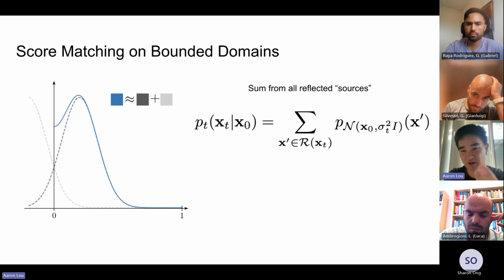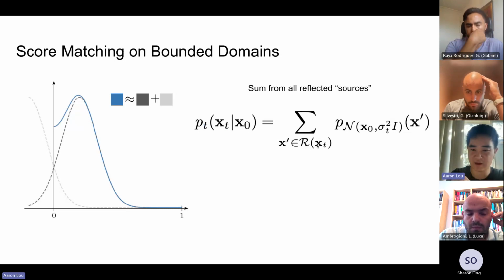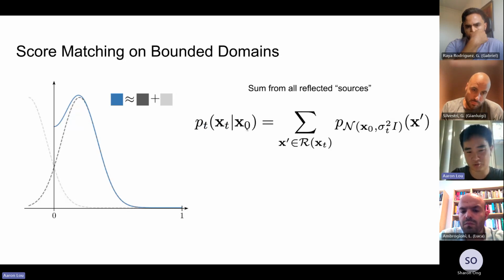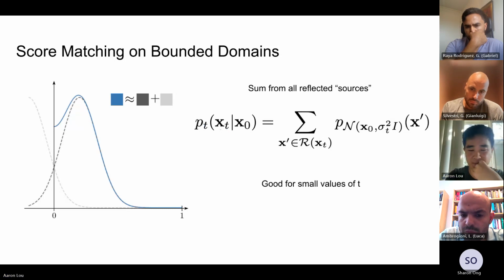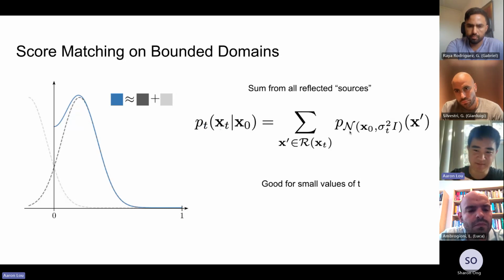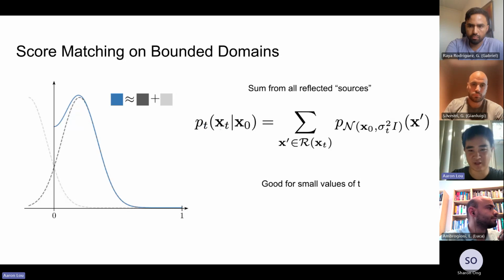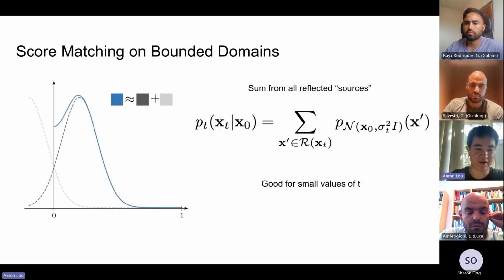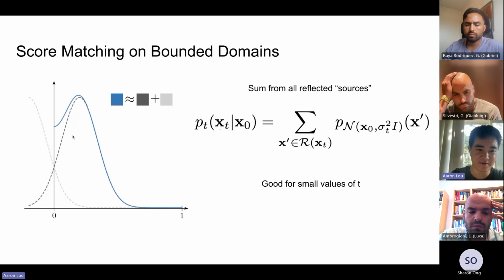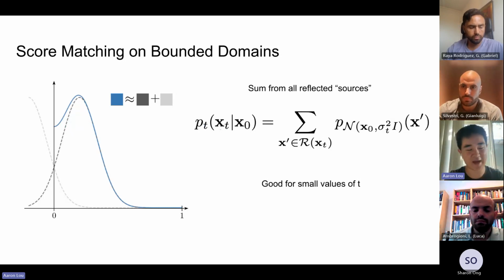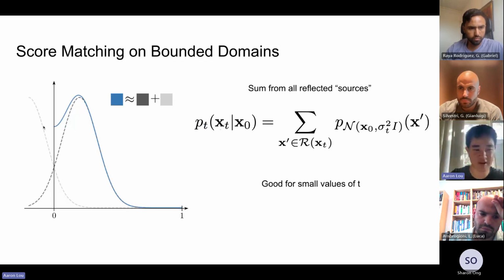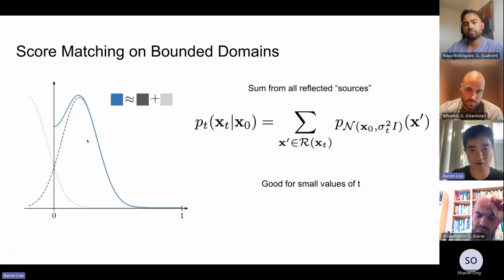We can write this out as follows. Your transition kernel is equal to the sum over all of the possible reflected images of your original xt. You take all the reflected images and sum up the standard Gaussians together to get your reflected transition kernel. The interesting thing is that for small values of t, since sigma t will be small, you don't have to take that many reflected components to get an accurate transition kernel. If you imagine the image on the left, if your Gaussian is really compact, with low variance, then the light gray component won't make a difference, because it will be effectively 0 when t is very small.